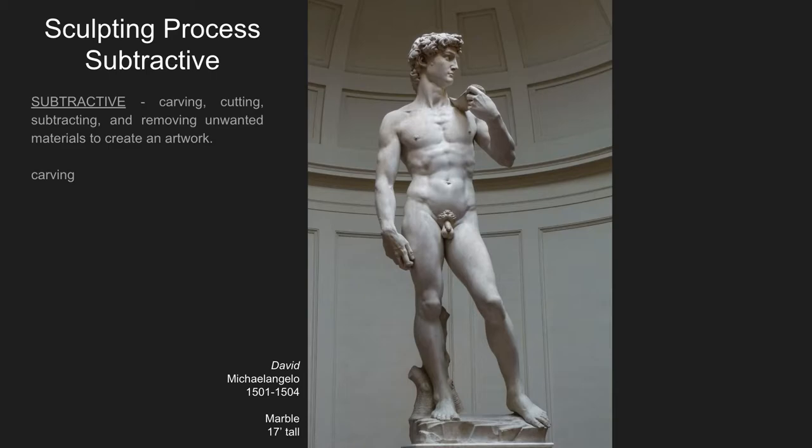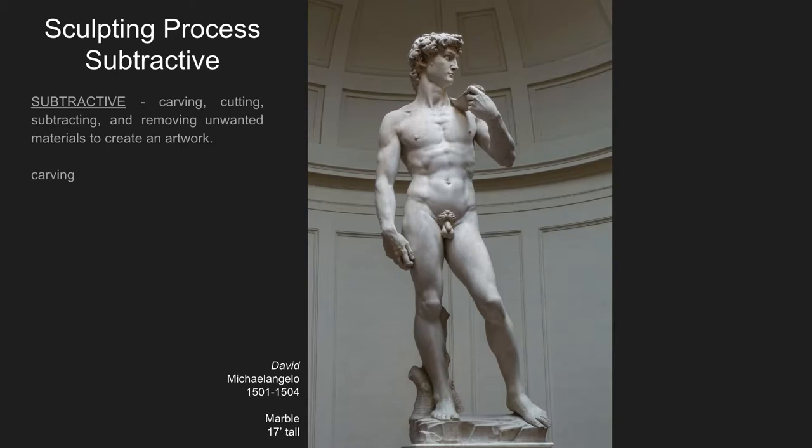Subtractive is the opposite of additive. So like I said with the Woman of Willendorf, who was made out of stone, whoever made it, you can envision they had a rock and they chipped away at it to create the sculpture. Michelangelo, when sculpting this, famously said, sculpture is easy. You take away everything that isn't the form.